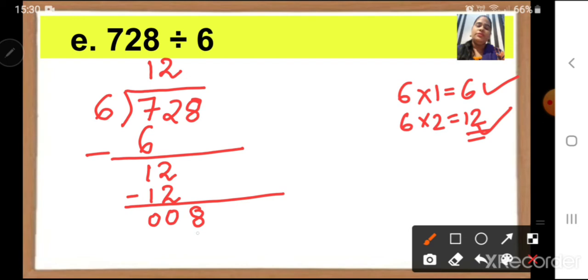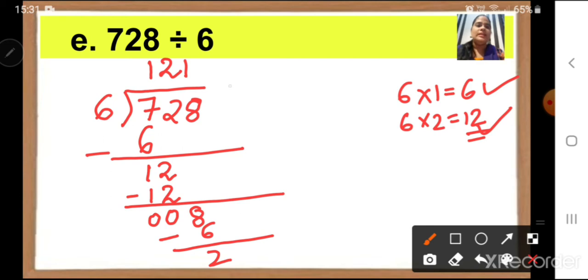Now 8 also we have to divide. Okay, 8 divided by 6. What will it come? Again 6 ones are 6 only we have to take, because 6 twos are 12. It is bigger than number 8. We cannot take that. So write here 6 ones are 6. Okay, then 8 minus 6 is 2.